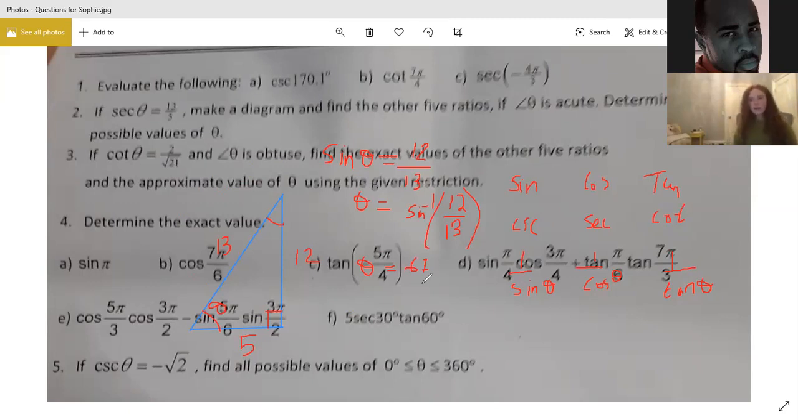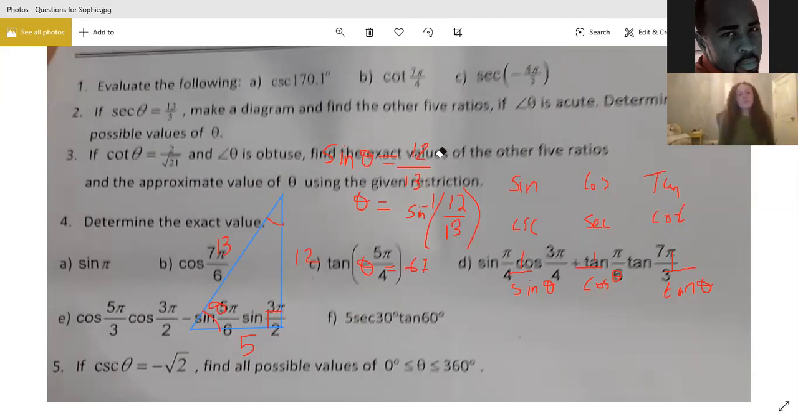So 180 minus that works. 180 plus that works. 360 minus that works, right? You're saying that there's a solution in all quadrants? Yes. Okay. So what are the answers? You want me to do it? Yeah. Anyway, don't do it. Next question.